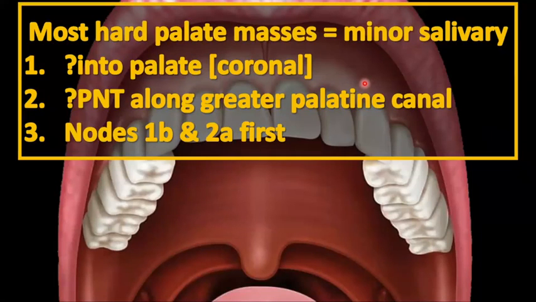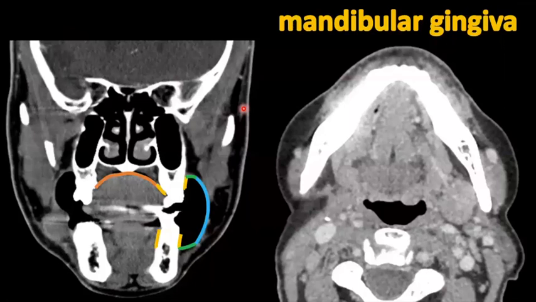So a reminder that most hard palate masses are minor salivary gland, and the coronal plane is really, really helpful to see if it is growing into the palate. Multiple planes are obviously helpful, but you've got to think about perineural tumor along that greater palatine canal to the pterygopalatine fossa.